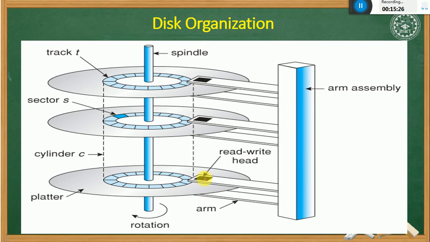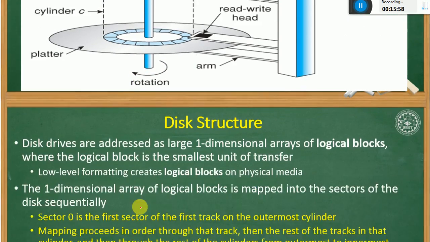Every platter has a read-write head on the top and bottom. These platters are of magnetic material and we write the information on these platters. The arms move forward and backward and your platters rotate in a circular manner. Okay, you already know this organization, it is a revision.